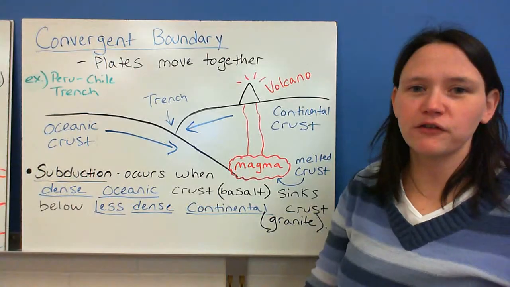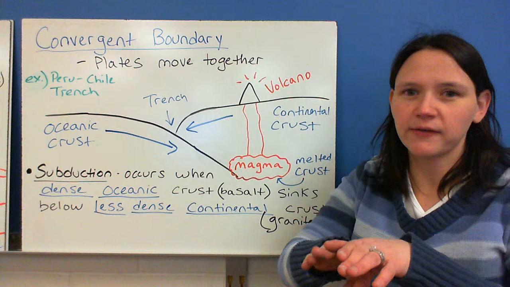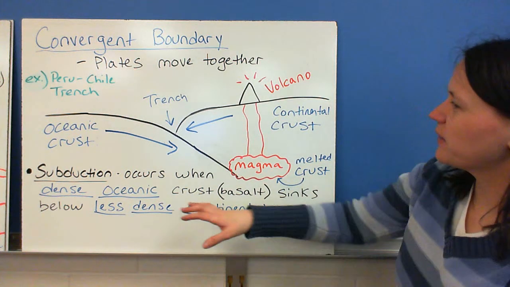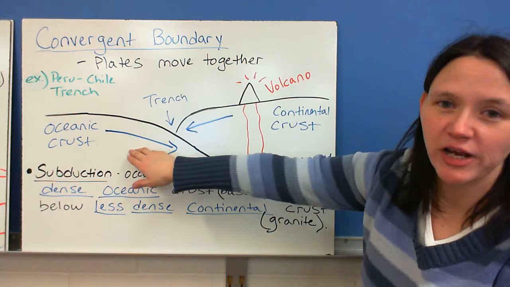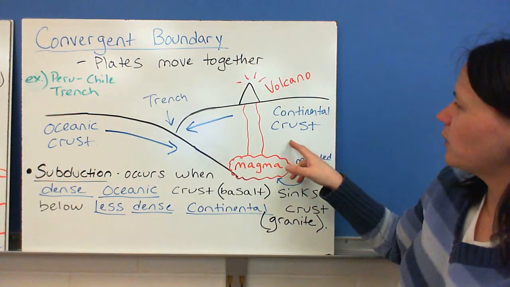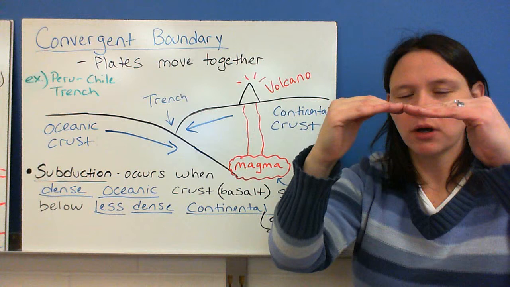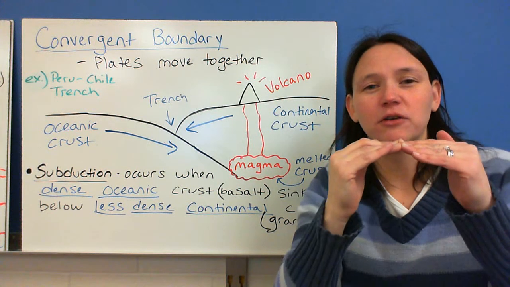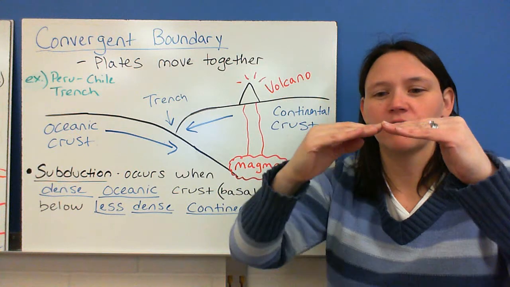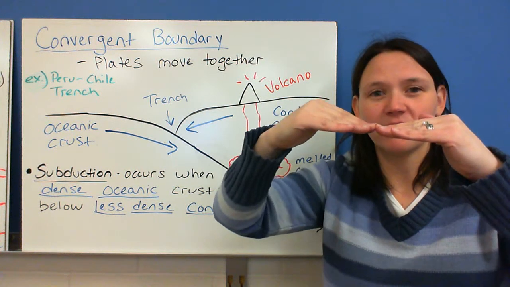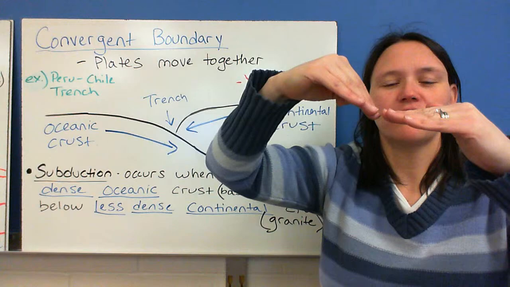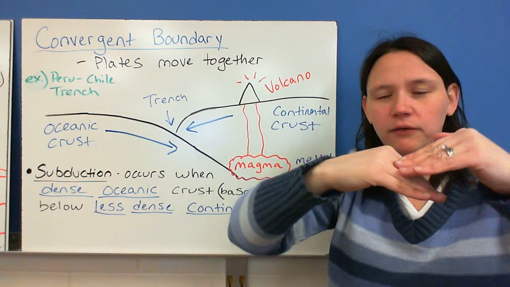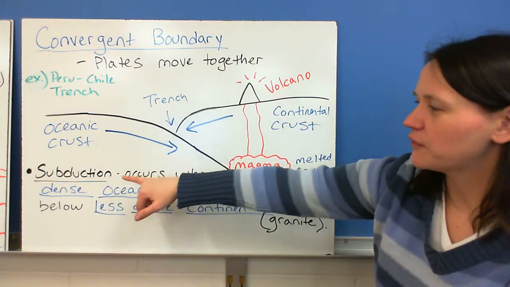Right here is a convergent boundary. Okay, this is when two plates move together. So basically what happens is you end up with oceanic crust that collides with continental crust. The two come together. Well, continental crust has a much lower density than oceanic crust. So if something is more dense, it sinks. So that oceanic crust gets pushed down underneath the continental crust. All right. So this is called subduction.